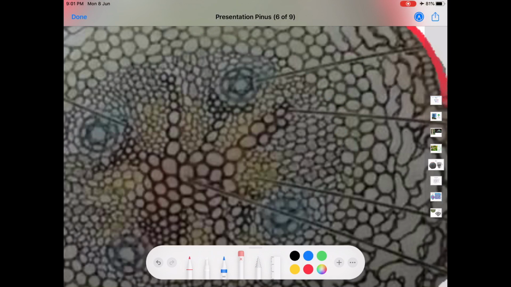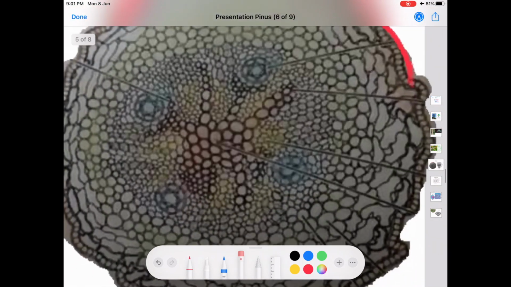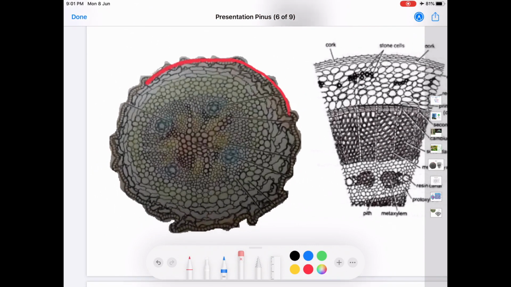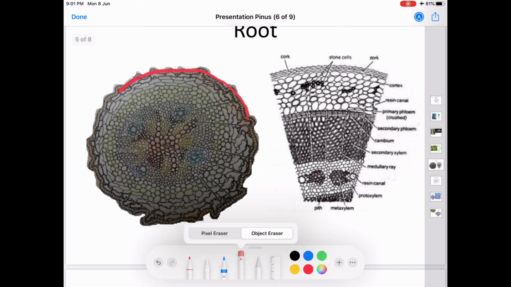The pith is poorly developed. The phloem is present alternating with the protoxylem. This is all about the internal structure of a young root.